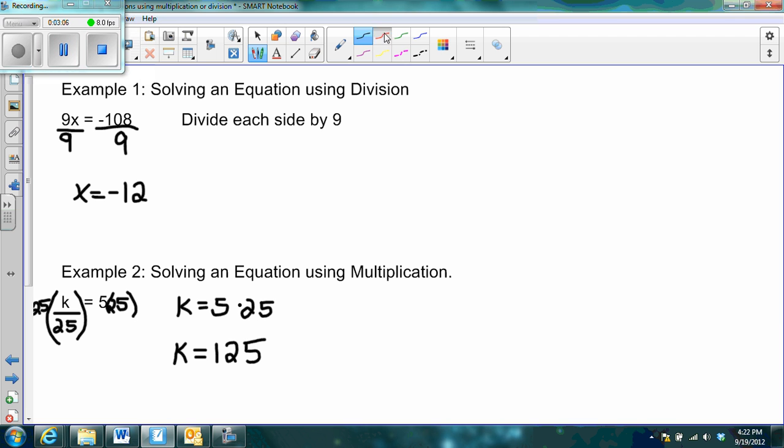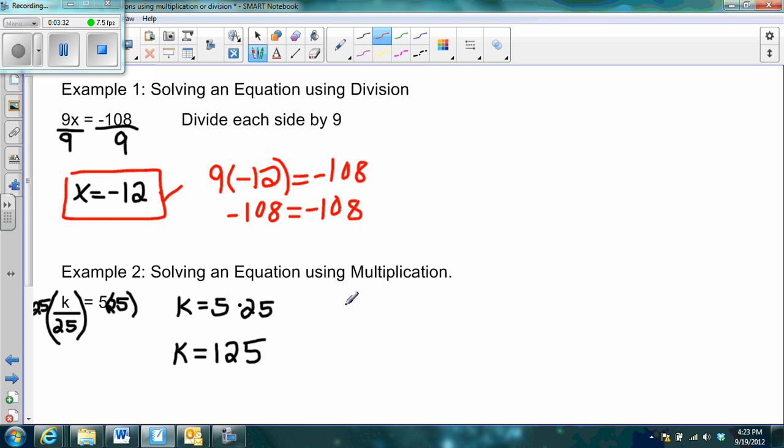And remember, we can always go back and check our work. So here we'd want to plug in 9 times negative 12 equals negative 108 and make sure both sides are equivalent. So this is true. So it checks out. So check, yes, this is our answer. And same here, we can say 125 divided by 25 and make sure it is equal to 5, which is true. So here's our answer. So it's a good habit to always check your work. Even if it's just an extra step on your calculator, it's good to do.